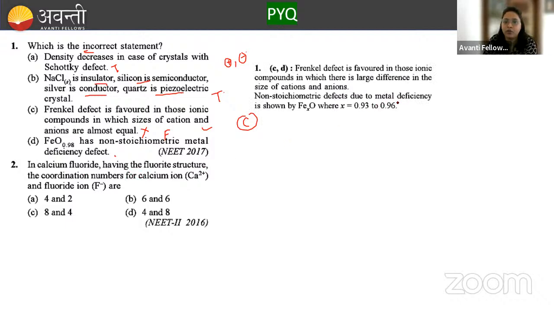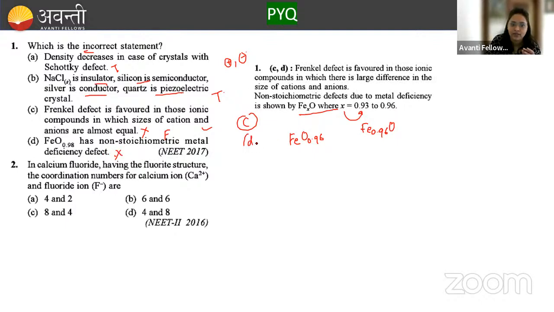Non-stoichiometric defect due to metal deficiency shown by FeXO, where X is 0.93 to 0.96. So यहाँ पे Fe होगा 0.96 and O. FeO नहीं होगा. ठीक है? It is due to the metal deficiency, not oxide deficiency, right? So that's why this is again not true.